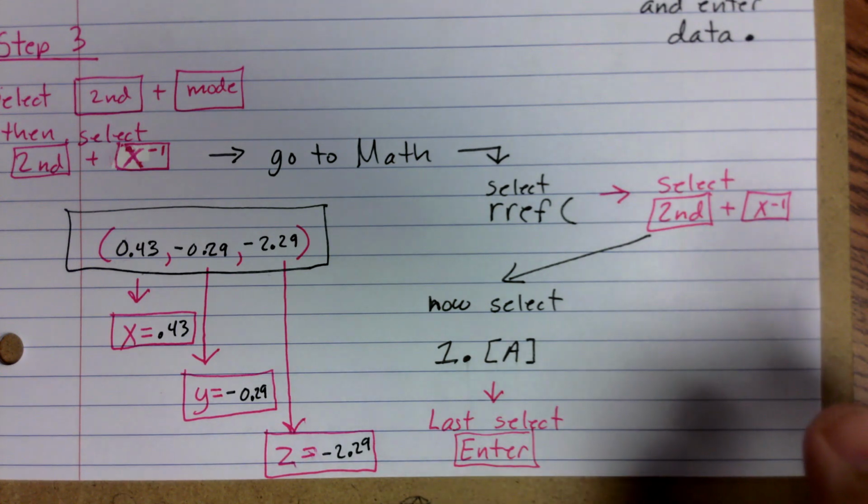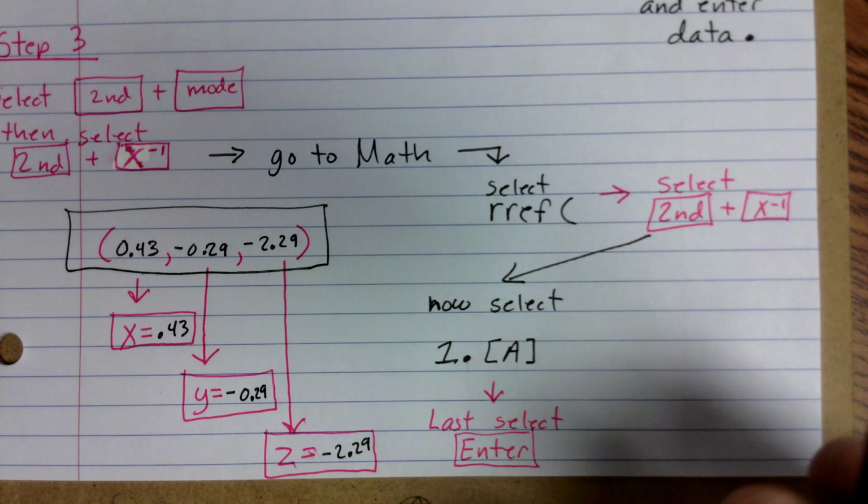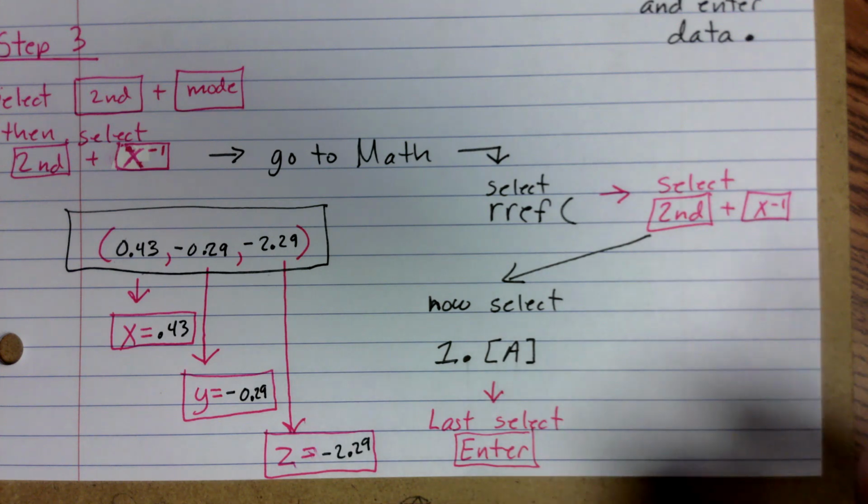Now I'm going to do 2 more examples. If you feel like you need another example, go ahead and watch my example number 2 and example number 3 problem, because example number 3 is also going to show you what it looks like when you get a situation that there's no solution.